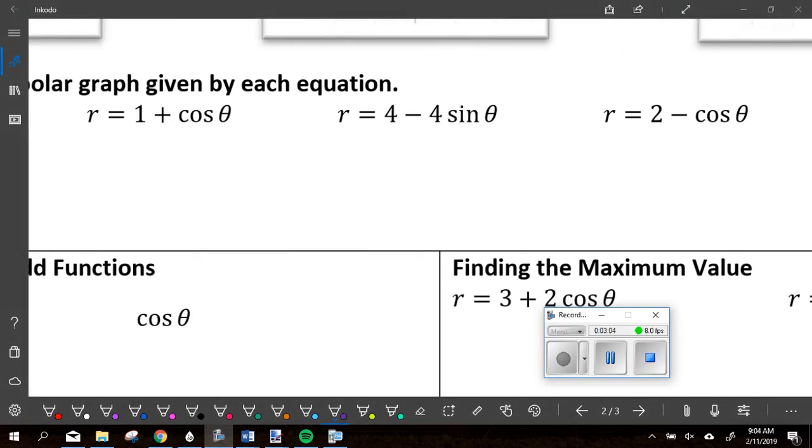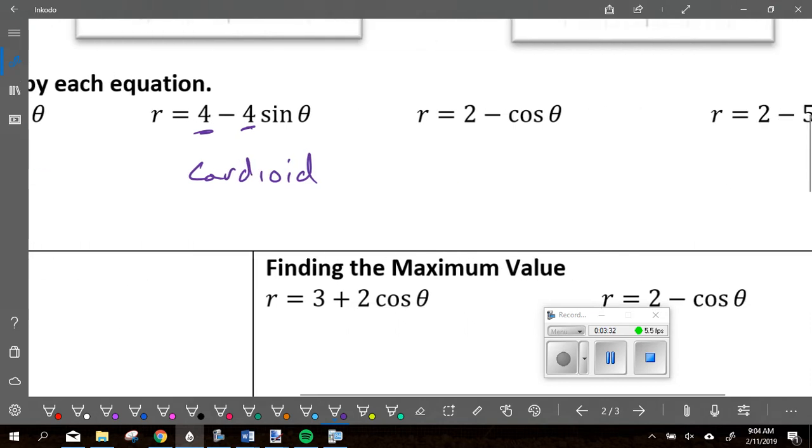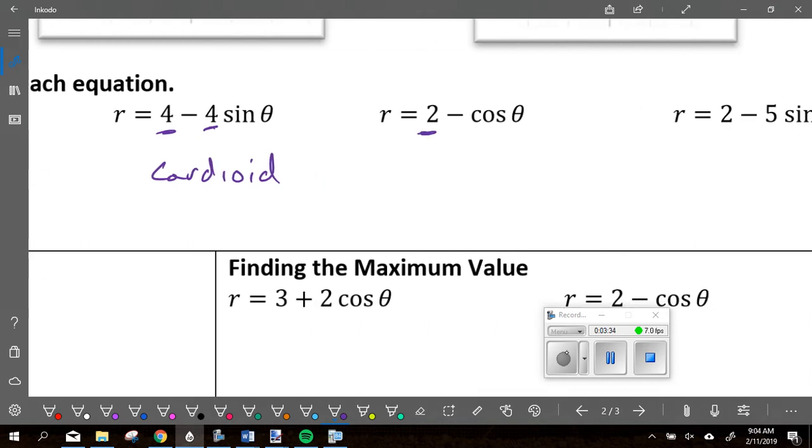First one says 1 plus cosine theta. Kate, what do you think? It's a cardioid. Those numbers are the same in front. They're both a coefficient of 1, so it's a cardioid. 4 minus 4 sine theta. Ashley, what do you think on that one? Cardioid. Same number, 4, cardioid. 2 minus cosine theta. Allison, what do you think on that one? Yep. Limassol without a loop.